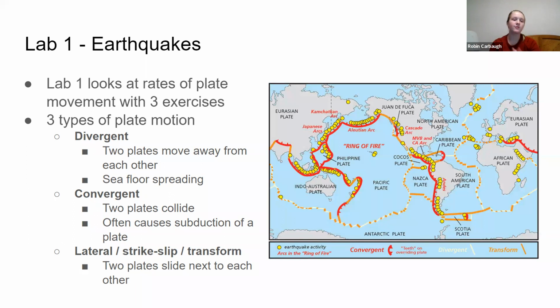And then the last type of fault is lateral faults. The lab calls them lateral faults. I usually hear them more called strike slip faults, and sometimes they're referred to as transform faults. They all mean the same thing. It's when 2 faults rub against each other. A really common one would be the San Andreas fault in California, where the plates slide past each other. So the point of this lab is to look at different rates of motion on these plate boundaries and compare them to see how they relate.